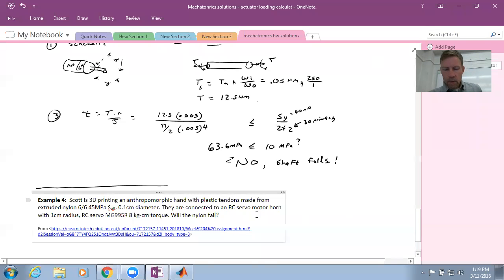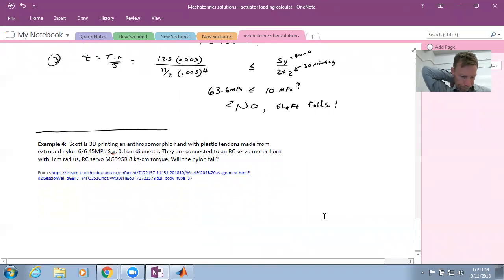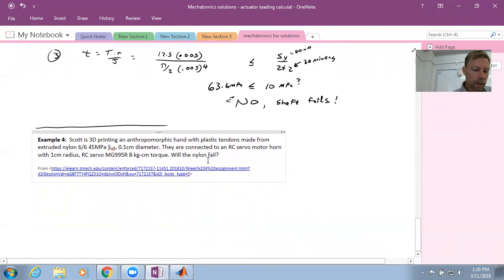Okay, now we're working on number 4, a mechatronics example looking at actuator loads. In this case, Scott's 3D printing an anthropomorphic hand with plastic tendons, extruded nylon, 0.1 centimeter in diameter. Sounds small, Scott, honestly. They're connected to an RC servo horn with a 1 centimeter radius, and this servo motor. Will the nylon fail? All right, first, let's create a little schematic.